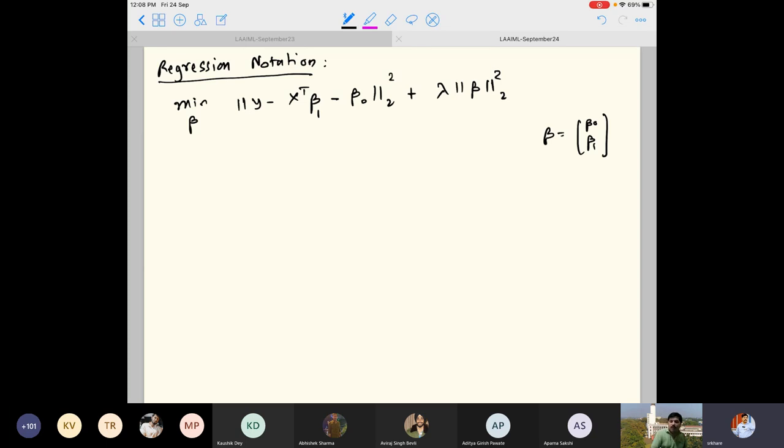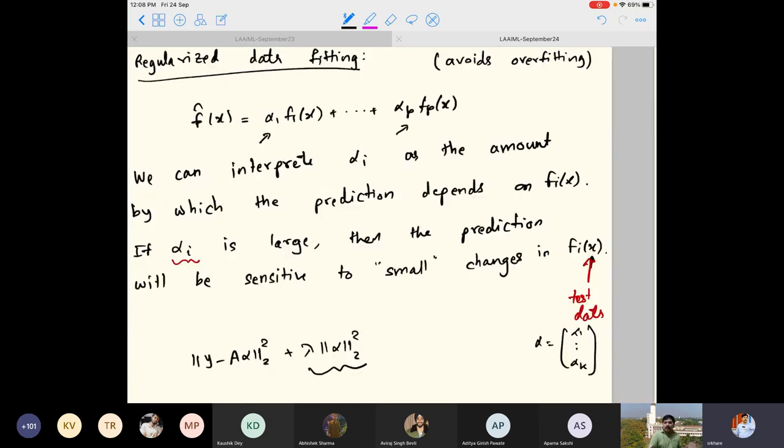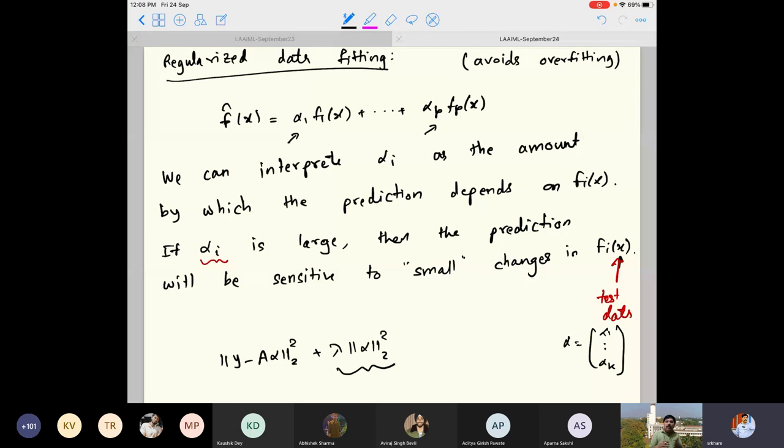So this is something that you have seen already in regression. This is like your ridge regression, right? You call this ridge regression problem. So this regularized data fitting, basically when you choose basis functions appropriately, you are basically doing ridge regression. Okay, so that's what you are really doing. So these are the connections.